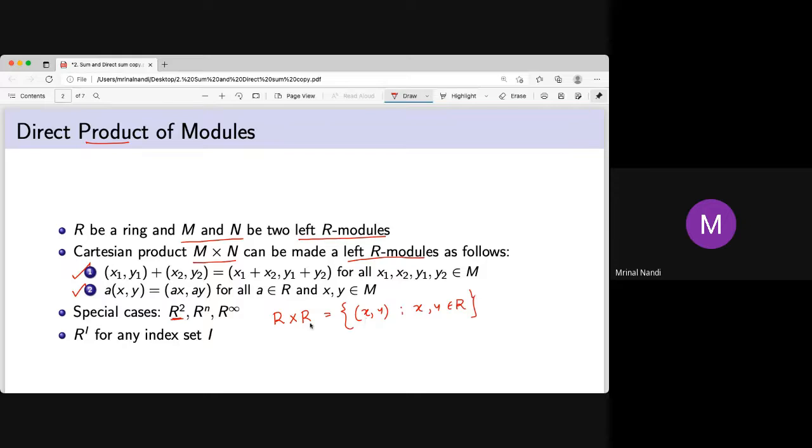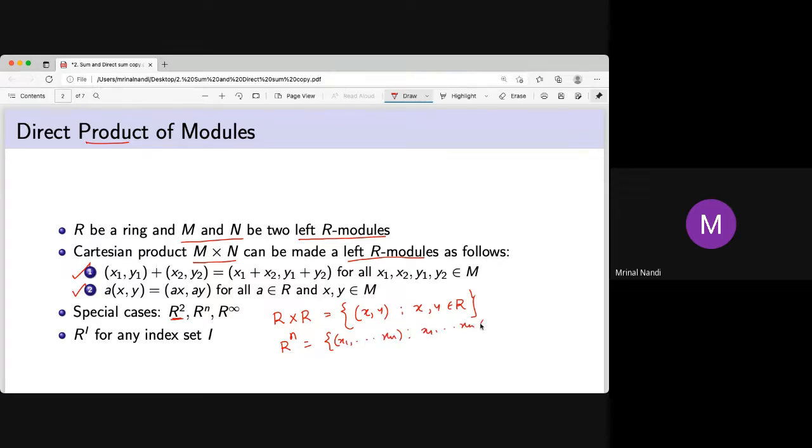So we can make this a module, with the same definition. The addition and scalar multiplication will be the same as in the ring. Not a new multiplication, just multiplication in the ring. What is R to the n? Again, n is any natural number, and R to the n is just (x1, x2, ..., xn).